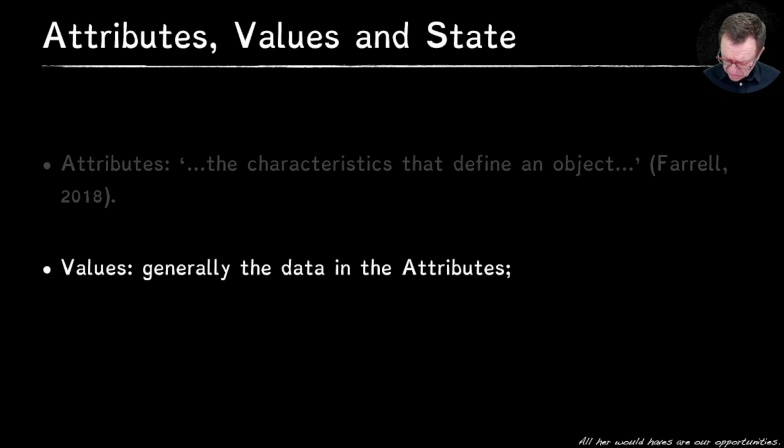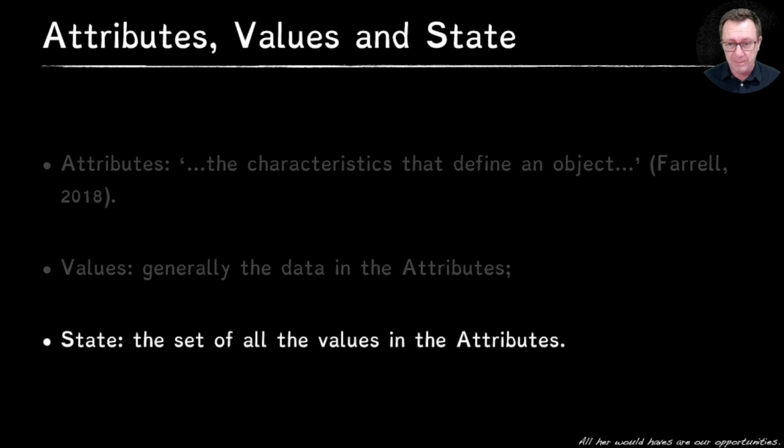The values are generally the data in the attributes. So it's what I've said before. The pen has a color. The color is the attribute, I should say. Color is an attribute. We got that eventually. And then the value of the color, in the case of the example, was purple.